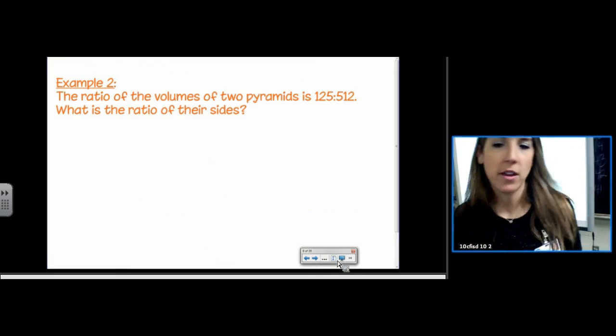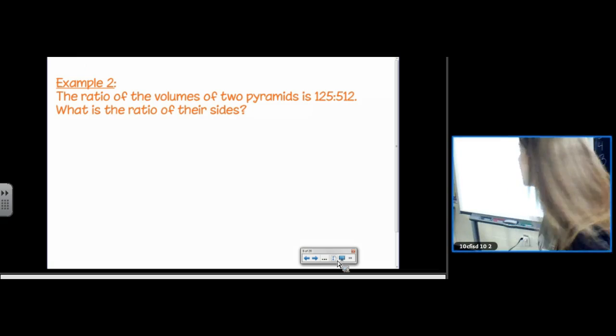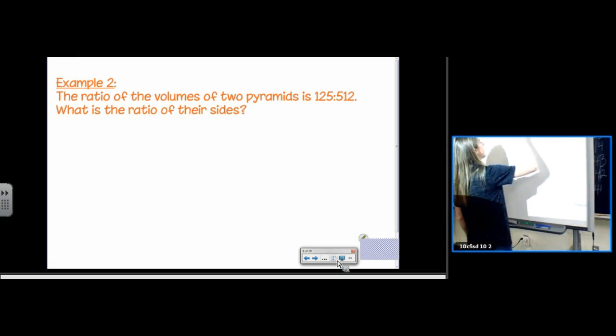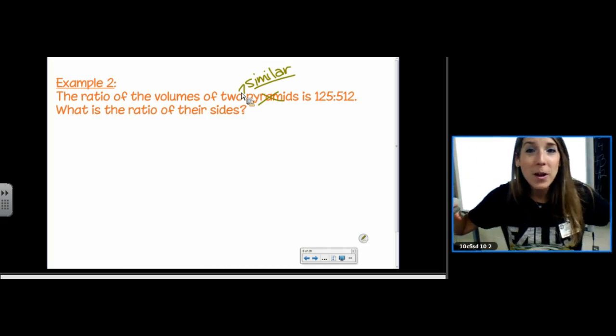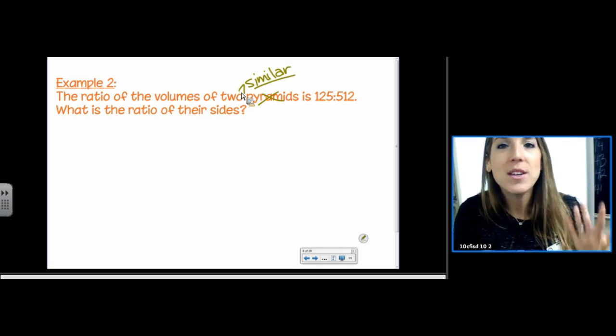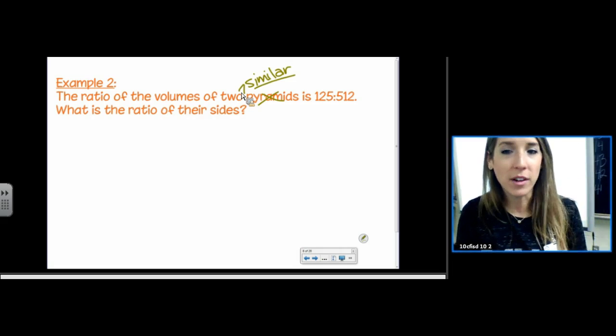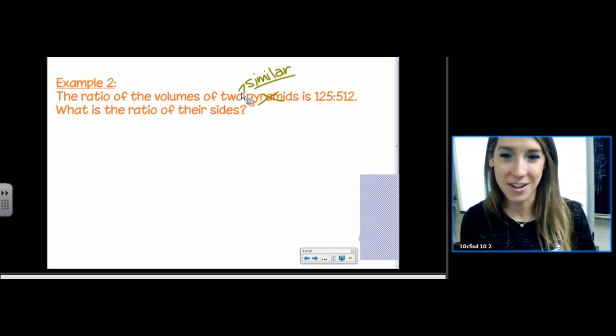The ratio of the volumes of two pyramids is 125 to 512. What is the ratio of their size? It did need to say two similar pyramids, so let's put that word in there because that's of utmost importance. But you know what we don't care about? We don't care that they're pyramids. Don't go to your formula chart and find the volume of a pyramid. That's the beauty of this, if they're similar, we don't care what shape it is. We only care what dimension we're in.